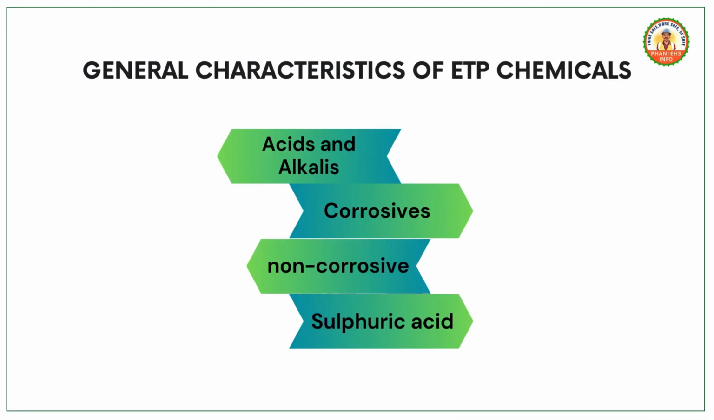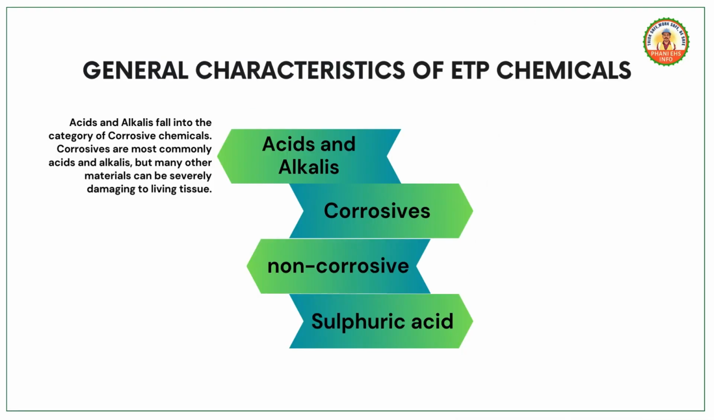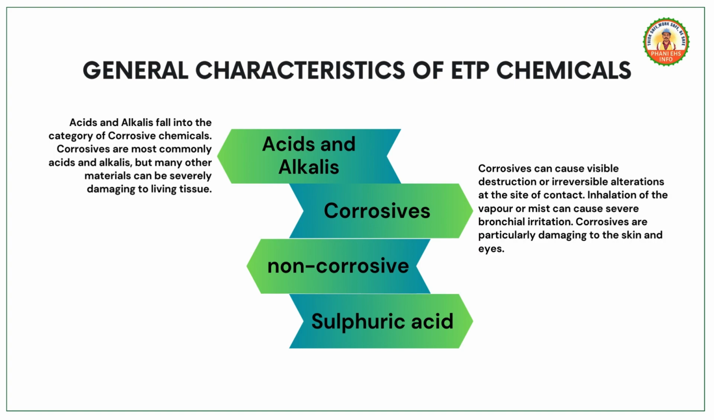General characteristics of ETP chemicals. Acids and alkalis fall into the category of corrosive chemicals. Corrosives are most commonly acids and alkalis, but many other materials can be severely damaging to living tissue. Corrosives can cause visible destruction or irreversible alterations at the site of contact.